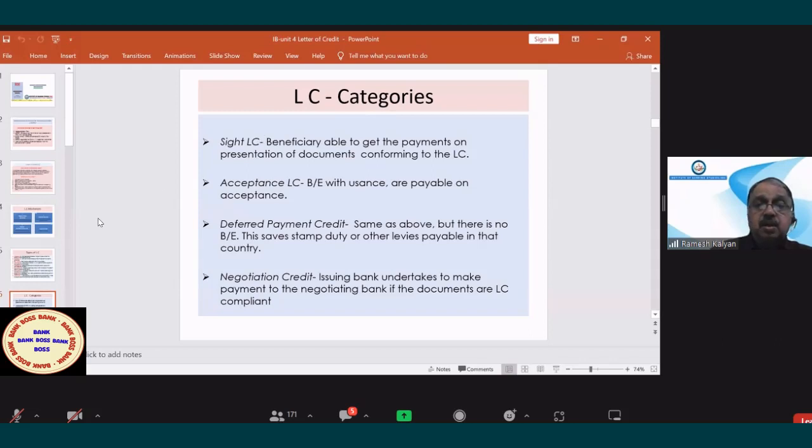Can you repeat the difference between standby LC and bank guarantee? Standby LC and bank guarantee are one and the same. Same only, their name is different. In India, we call it bank guarantee. In America, they call it standby LC.